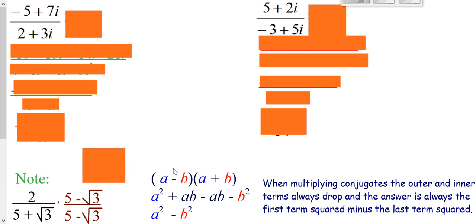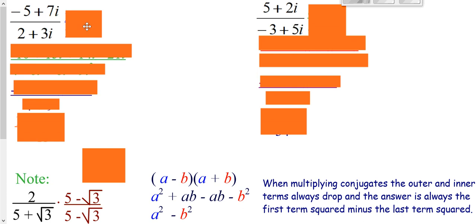So as an example here of why it works, here's a binomial and its conjugate. Really, it comes from differences of squares. If you FOIL that out, your inner and outer terms drop. Whatever you had to begin with ends up being squared. Whatever you had to end with ends up being squared. And when you're dealing with the square root, you want those terms squared. And so that's why we use the conjugate.